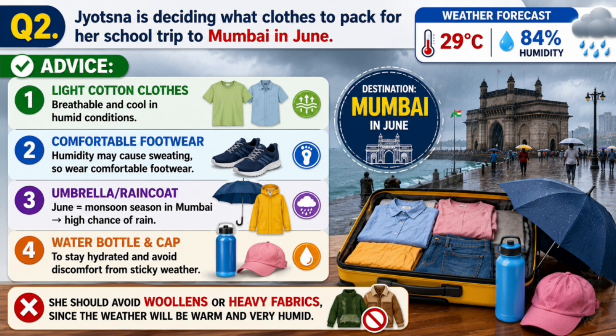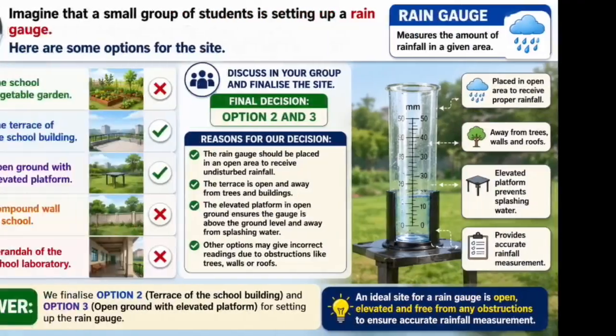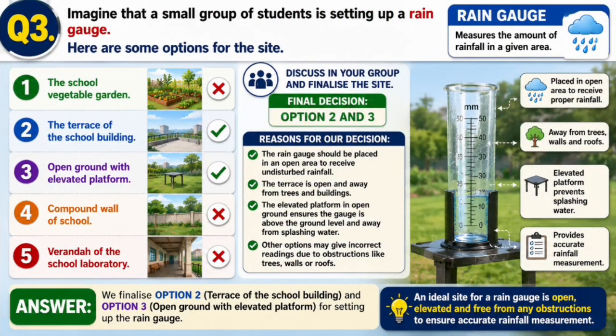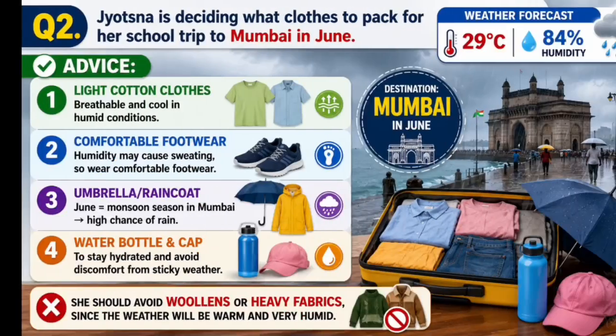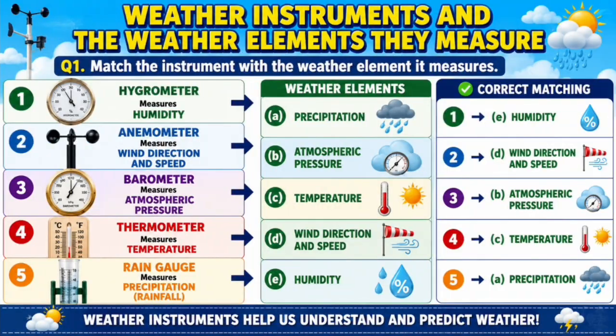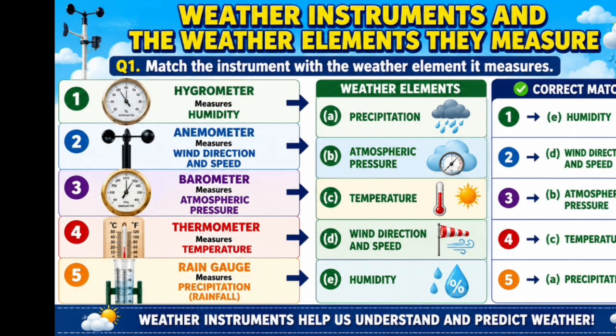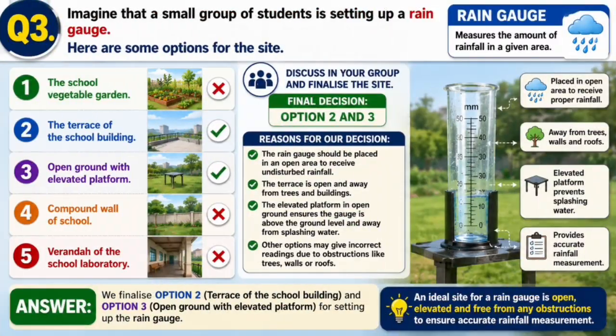So with the understanding of this chapter, you need to frame your points and write. So answer with an active brain. Then see question number 3: imagine that a small group of students is setting up a rain gauge. In place of a rain gauge, there can be a thermometer, a wind vane, an anemometer, and a rain gauge. Many instruments can be there, right?